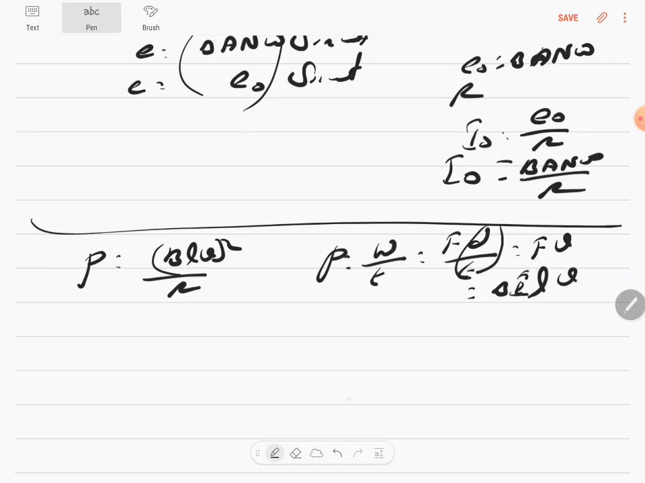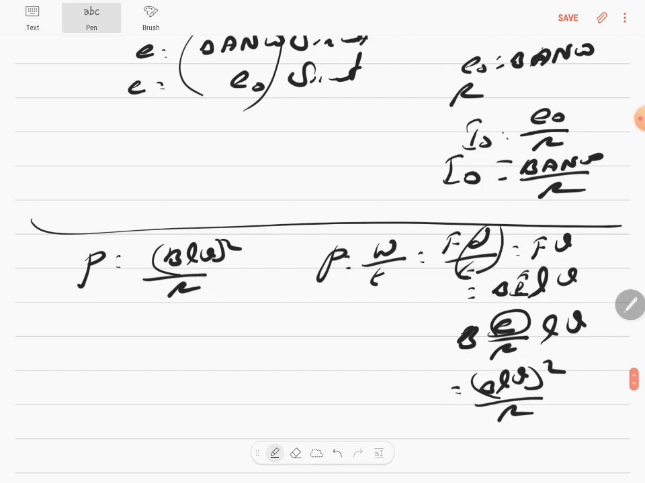What will you write instead of I? E by R, so B into EMF by R into LV. EMF for the rod itself is BLV, so (BLV) the whole square by R is the power.